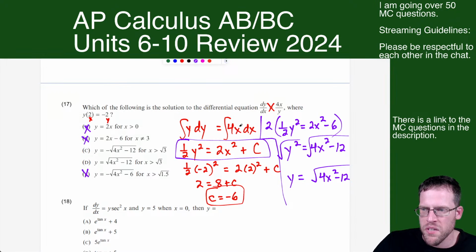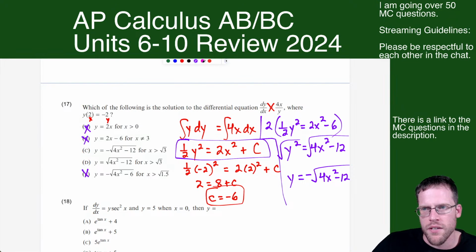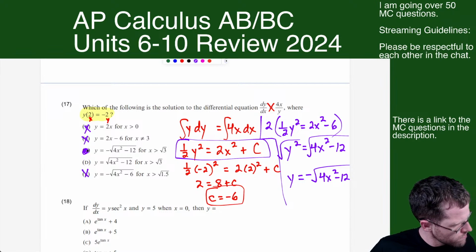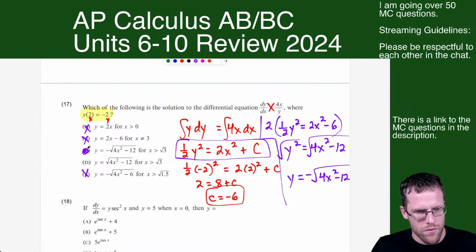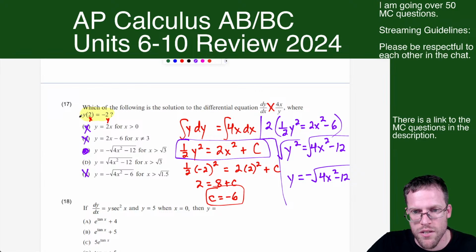This is a bear trap because you have a decision to make, plus or minus. In this case, we're actually going to choose the minus. Why? Because the initial condition has to be satisfied. When we plug in x equals 2, we have to get y equals negative 2, and we're not going to get a negative out of a square root, so that's why we went with the minus. So it has to be choice C. Number 17 should be choice C, and this is looking good. Cool. So remember, it has to satisfy the initial condition. This is very important.